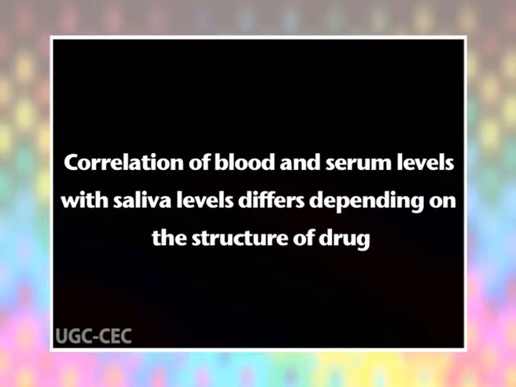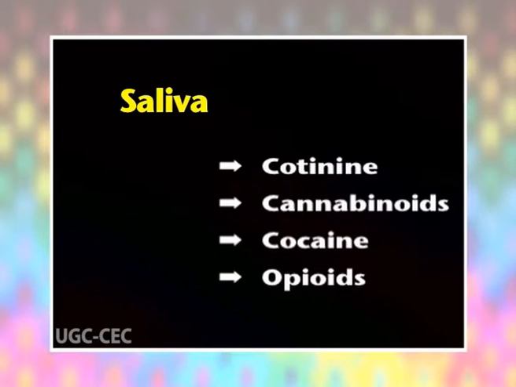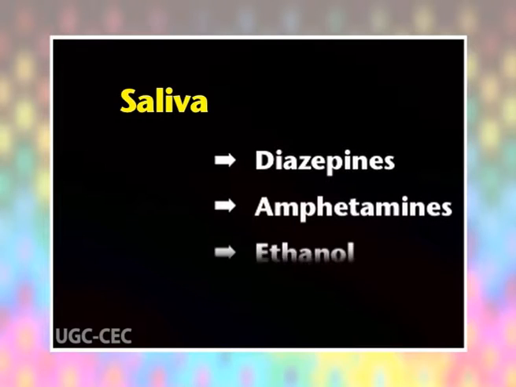The correlation of blood and serum levels with saliva levels differs depending on the structure of the drug. For acidic drugs, the equilibrium favors blood, while basic drugs are found in higher levels in saliva. Oral fluid has been seen as a non-invasive alternative to blood, but also as an alternative to urine when substitution or adulteration is suspected. Saliva can be used to detect and or monitor cotinine, cannabinoids, cocaine, opioids, benzodiazepines, amphetamines and ethanol.